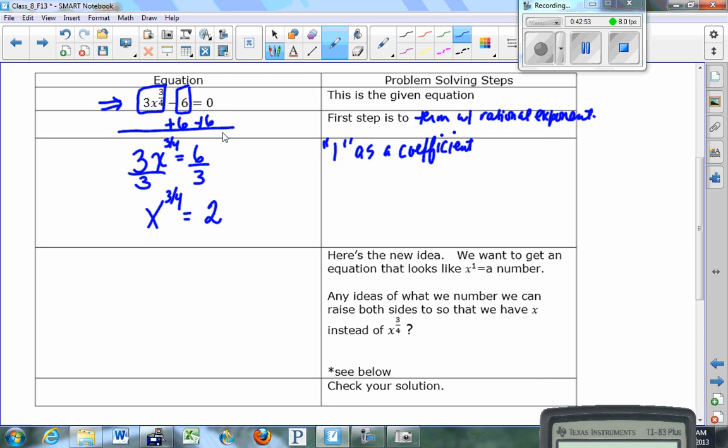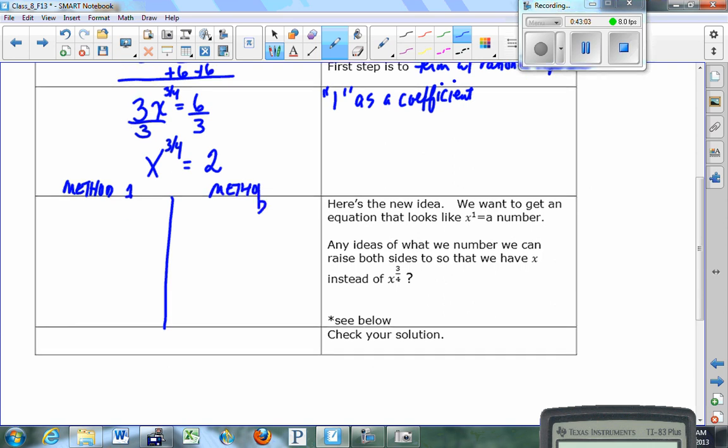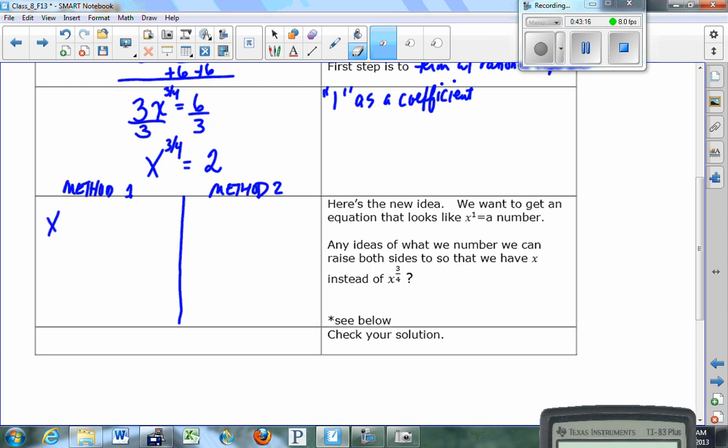All right. Now this is where I'm going to diverge a little bit and show you two methods. Method 1 and method 2. Okay, so let's take a look at method 1. Method 1 is what I have all this language on the right-hand side for. So we have x to the 3/4 equals 2. Our goal is to get x equals some number, right? That's always been our goal. Find x, dude, right? So we want x to the first power.